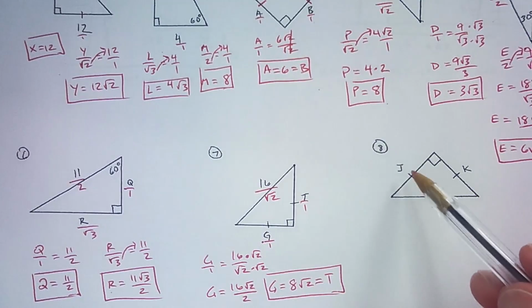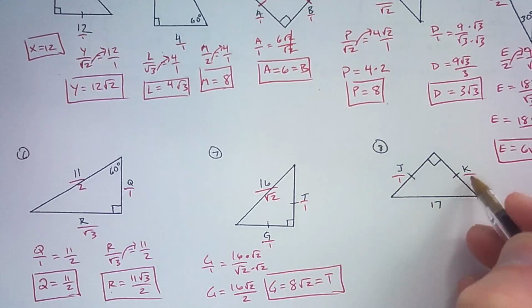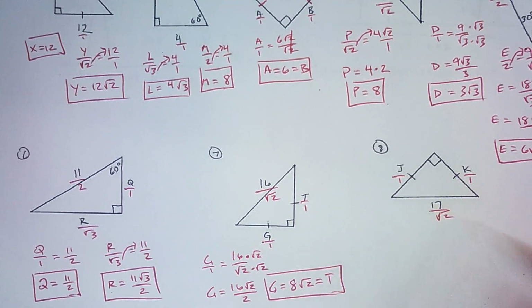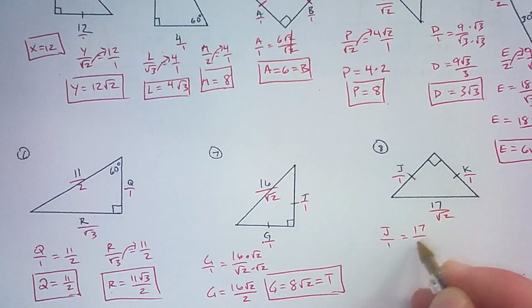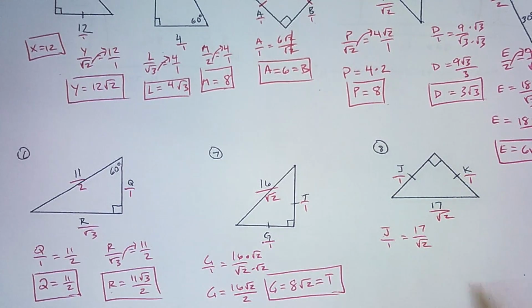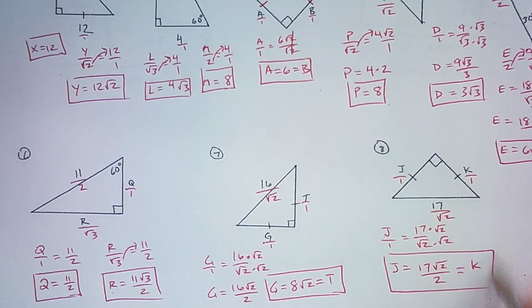Very similar situation here where I've got the two legs of this 45, 45, 90. They both are over 1, and the hypotenuse is to the square root of 2. So once I get one of those, I'll have both. So J is to 1 as 17 is to the square root of 2. J over 1 is J. But I need to multiply top and bottom here by the square root of 2. So I get 17 root 2 over 2. 2 does not go into 17 evenly, so that will be my final answer for J and for K.